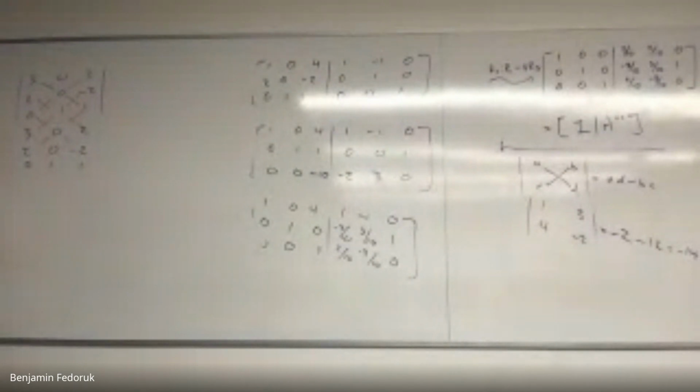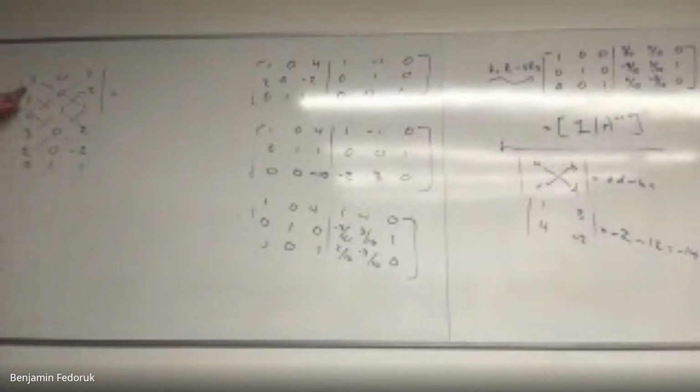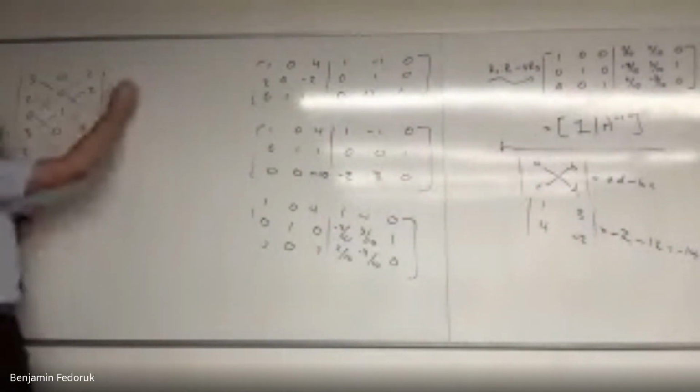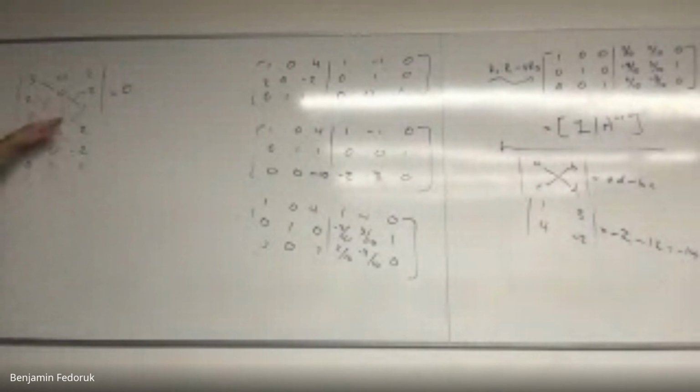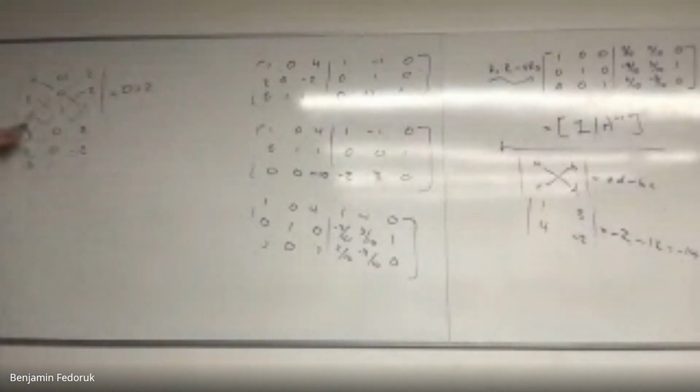So what you do is you multiply along those green arrows that I drew. So you're doing 3 times 0 times 1, which is 0. 2 times 1 times 2 is 2. Adding them together. And then 0 times -2 is 0.